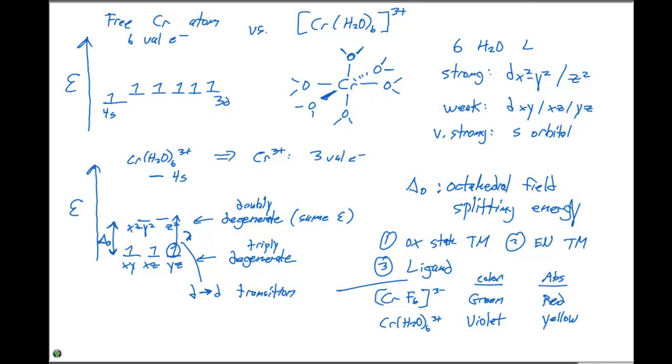If we have Cr(NH3)6 3+, this is a yellow color. That means the absorption has to be in the violet region of the spectrum. The absorption energy is directly related to the delta O.